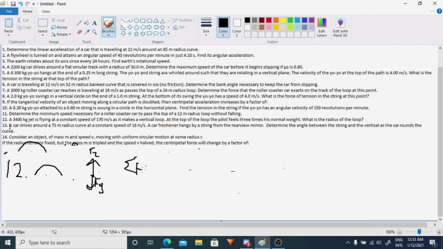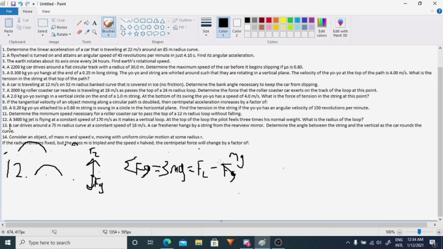So the sum of all forces in the y direction equals, this time it's not going to equal 0, because it says the pilot feels 3 times his normal weight. So his normal weight, this is for the pilot, not for the jet, is mg. That's his normal weight. So he feels 3 times his normal weight as he's being pushed into his chair because of how fast he's going. This is going to equal our force centripetal minus force due to gravity, which is also mg, right?